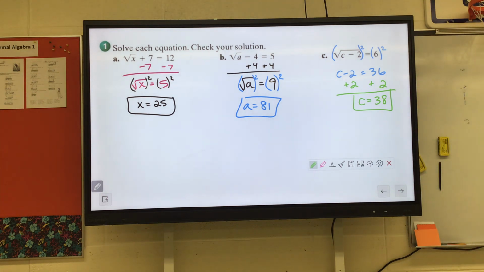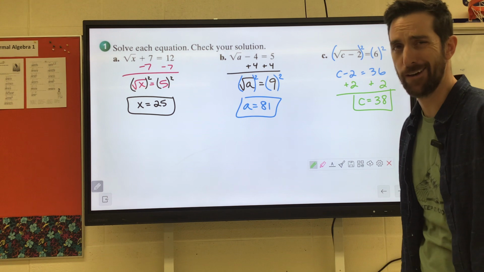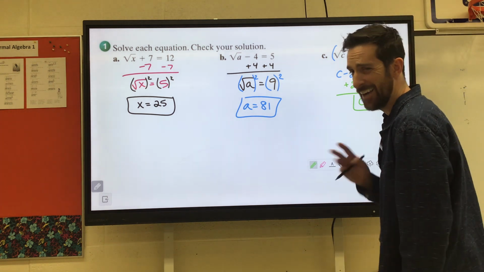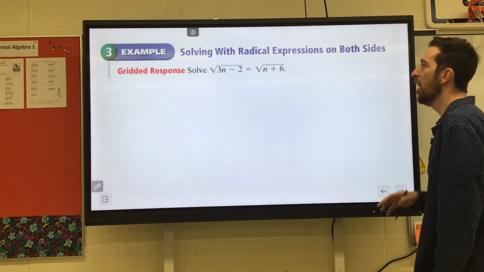Oh man, can you imagine how we would solve equations if there were radicals on both sides of the equal sign? I can't even imagine. Oh gosh.